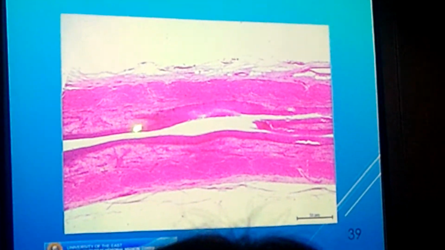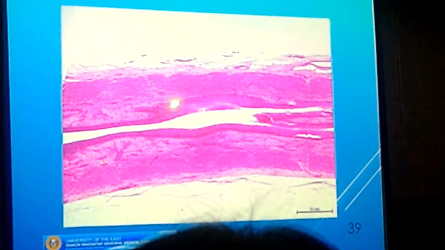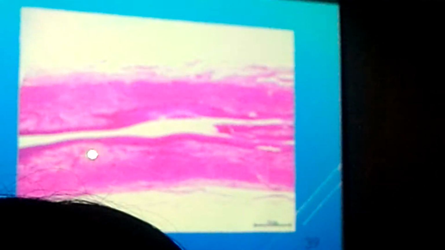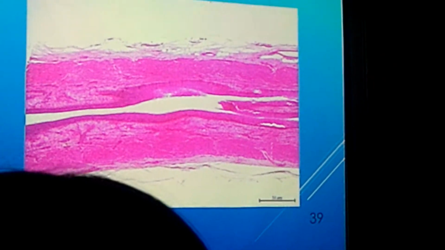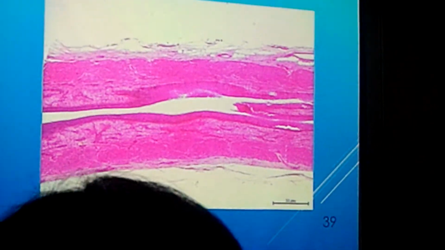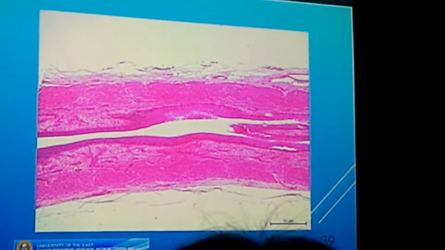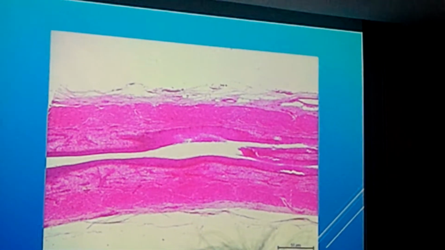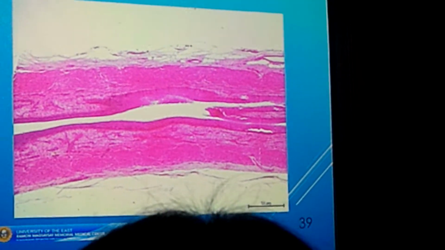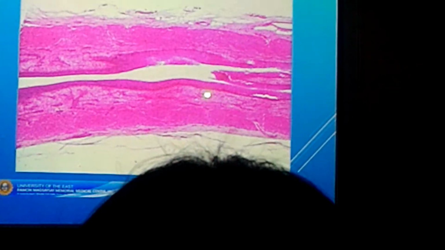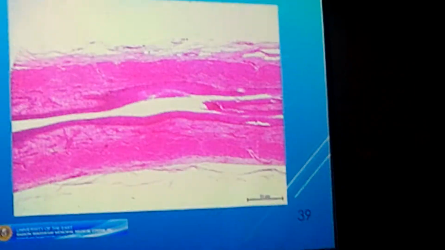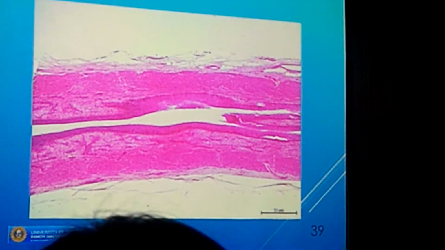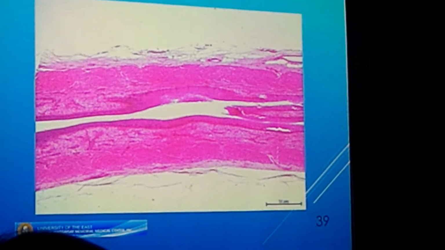This is your ureter. If you're asked to identify the lining epithelium of your ureter, or any part of the urinary system, how would you answer? It's urothelium. When you classify, transitional. Just put transitional, no stratified transitional.